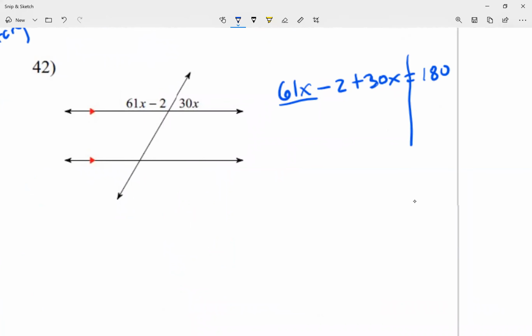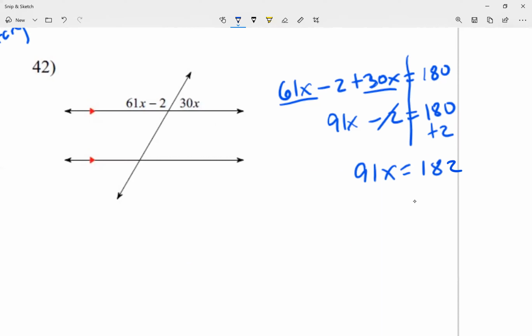When it comes to letters, I have 91x minus 2 is equal to 180. All right, the minus 2, let me move it over as a plus 2. Don't forget to switch the sign. So I have 91x is equal to 182. Once I divide both sides by 91, I find out that x is equal to 2.